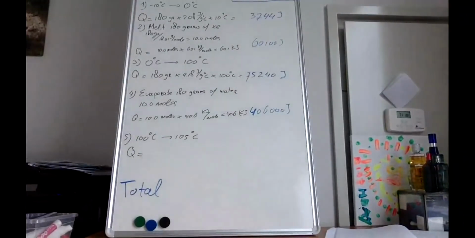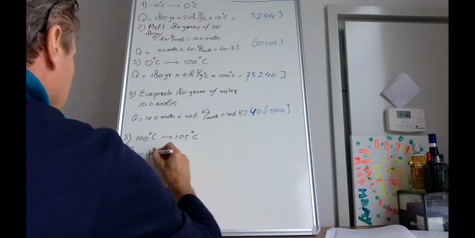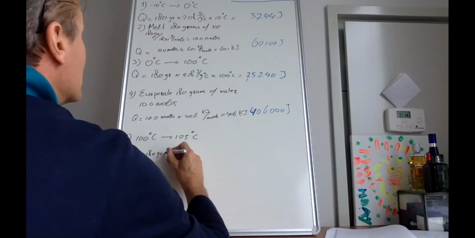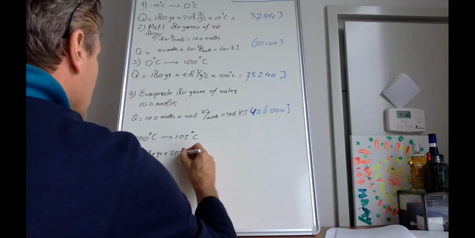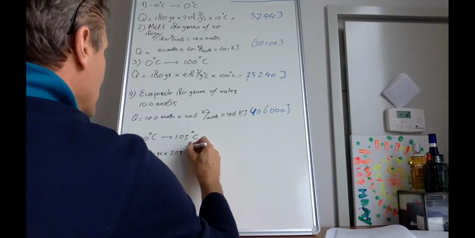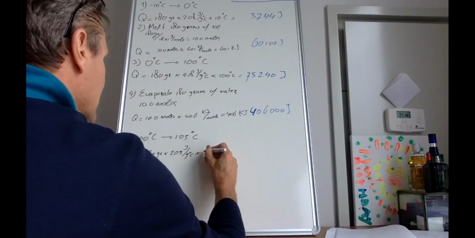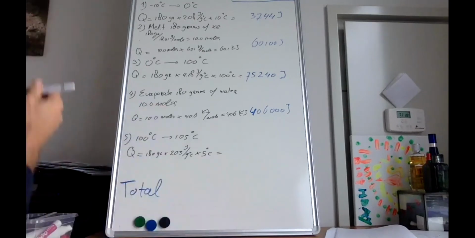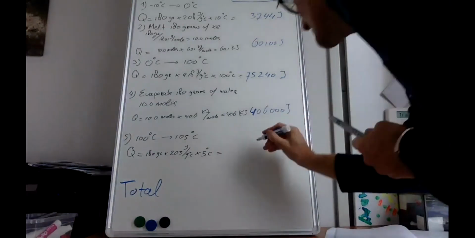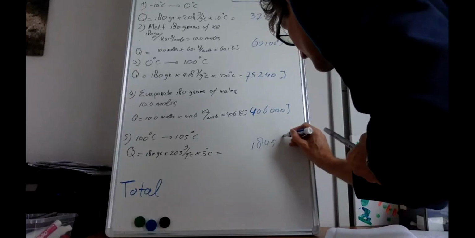And let's do that. So I still have 180 grams times the heat capacity of water vapor, 2.05 joules per gram Celsius, times delta T, and delta T is 5. I go from 100 to 105. And when we do that correctly, that's about 1,845 joules.